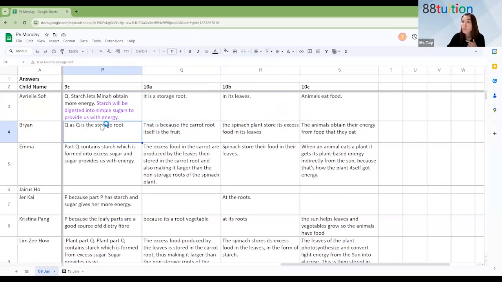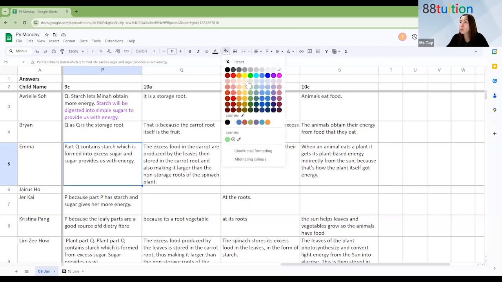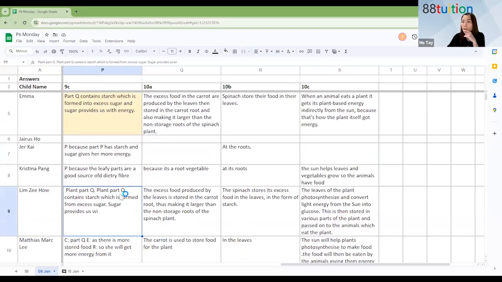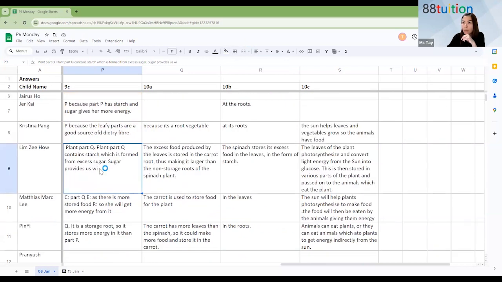All right. So Brian, you're still missing out on the explanation part. All right, so you can see I already typed in for Avril. Whenever I type in purple, it means that these are the added words to help you score your marks. Emma, part Q contains starch, which is formed into excess sugar. Okay, this is very close to the suggested answer. See how? Part Q contains starch. See how not able to complete, maybe because of the word limit. Okay, but this is pretty good. All right, I think he wanted to type in, provide us with energy.